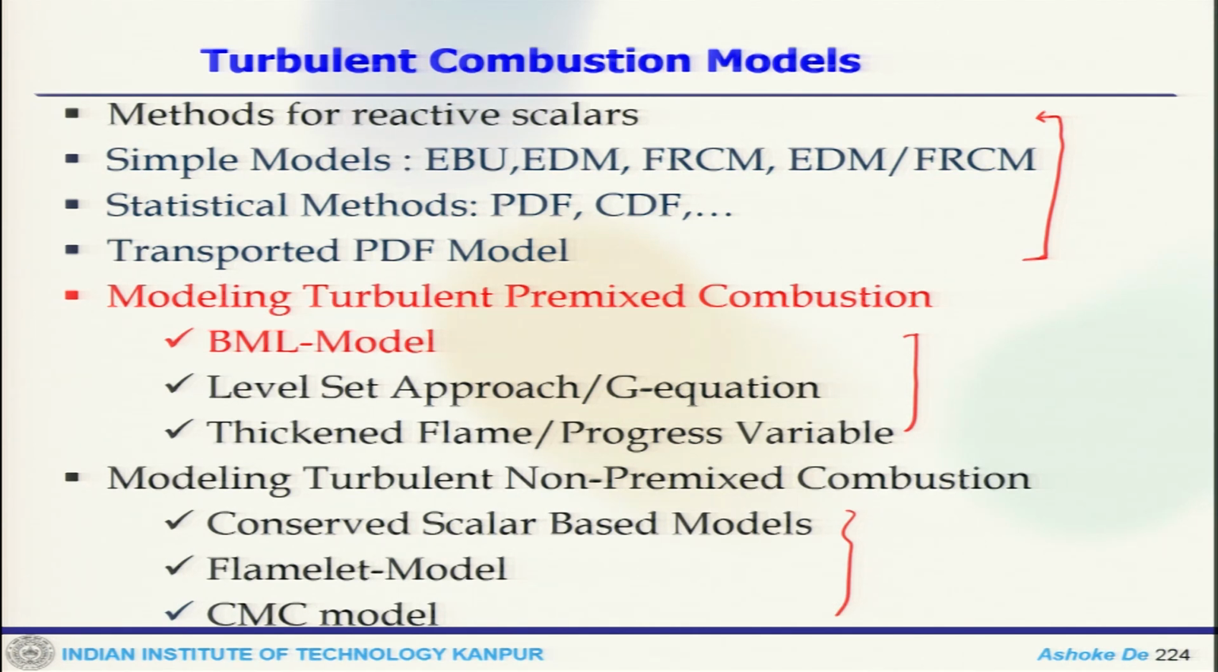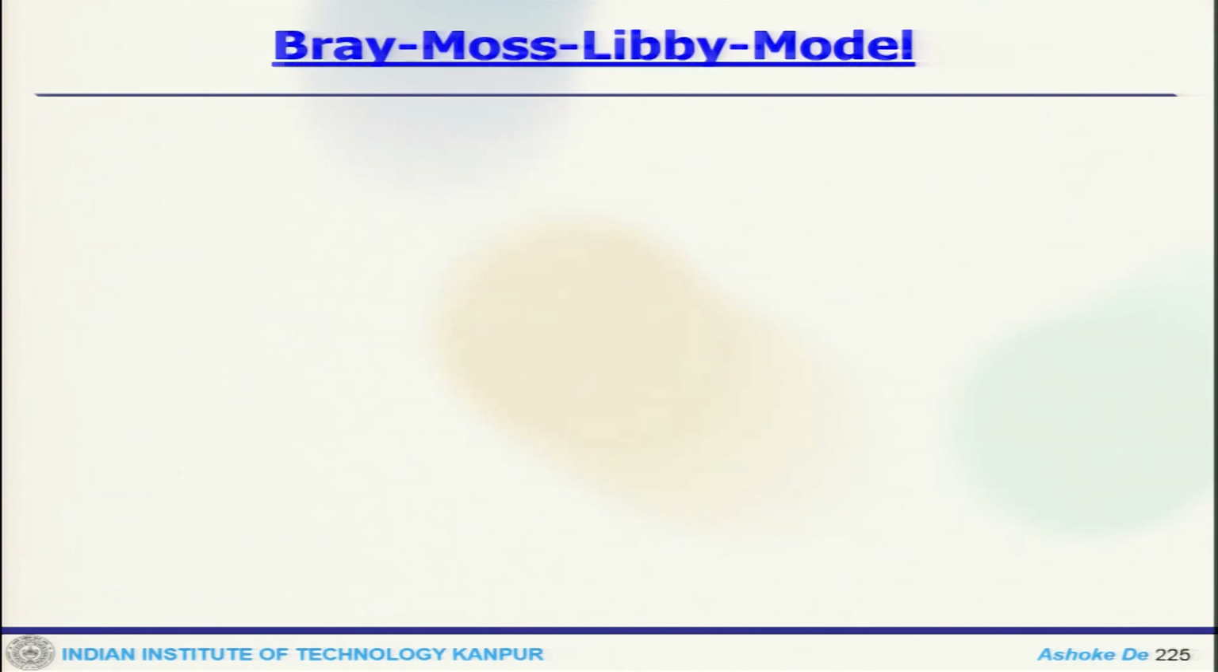So now we will start with the BML model, which is known as the Bray-Moss-Libby model, one of the popular models from the initial days, proposed by these scientists. The concept used here is the flamelet concept. That is the concept behind this kind of model. In the BML model we solve for a progress variable, which is known as C.